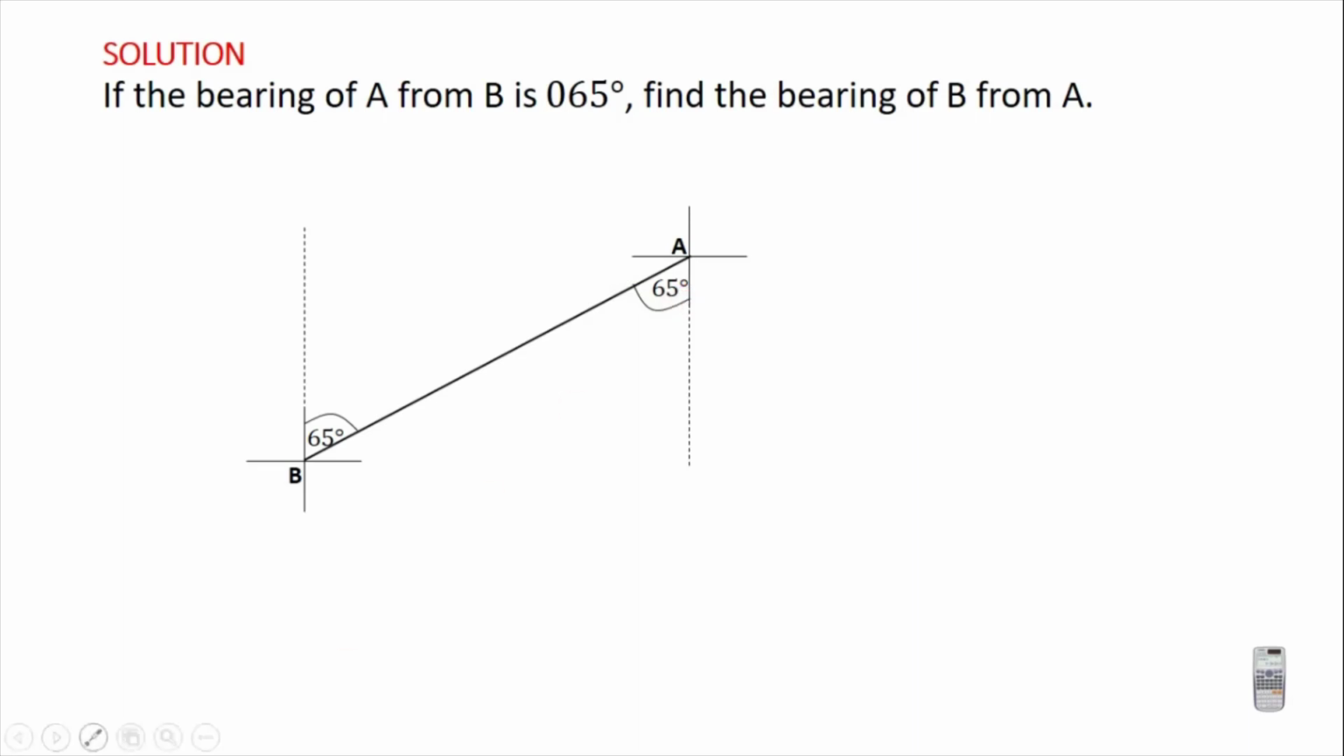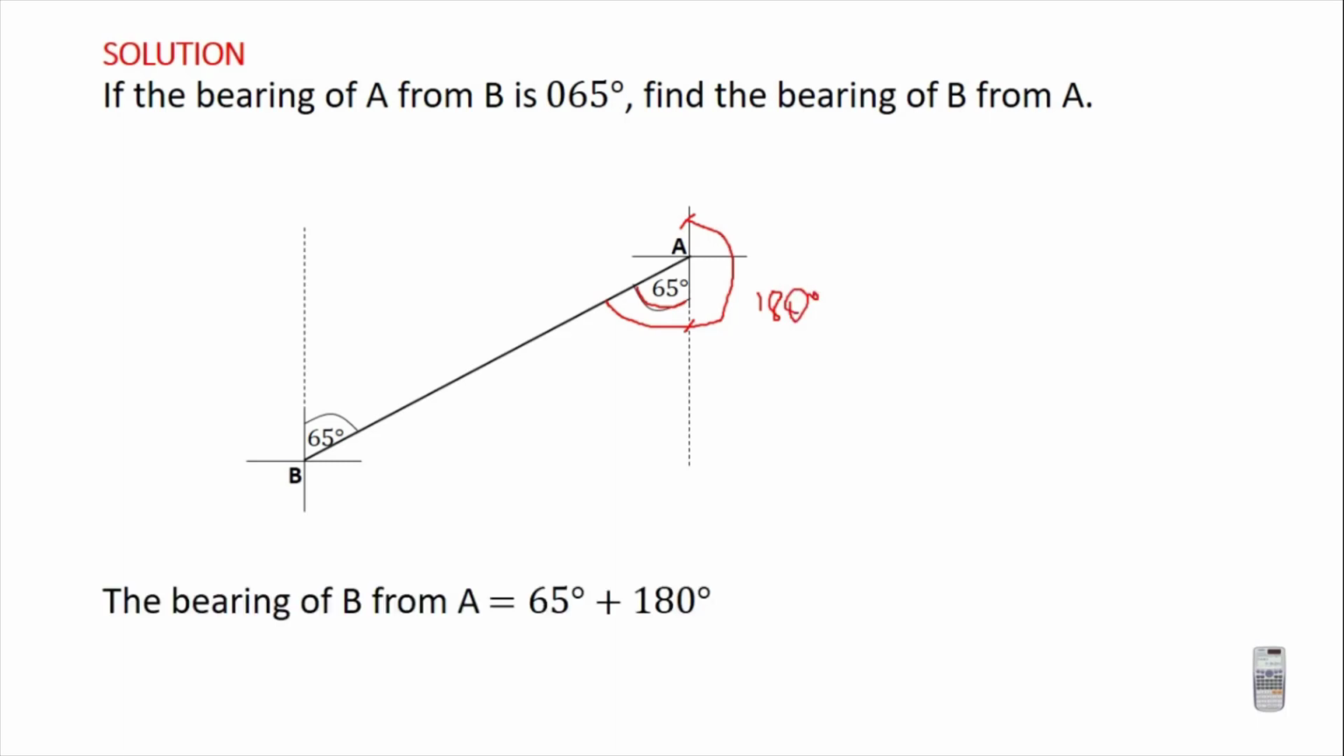The bearing of B from A, which is also known as the back bearing, we said that it is the angle you get by measuring from A through to this point here. We have now found this angle to be 65 degrees. We know that from here to this point is 180 degrees. So if you want the back bearing, what do we do? We just add 65 degrees to 180 degrees. So the back bearing is 65 degrees plus 180 degrees, and that gives us 245 degrees.